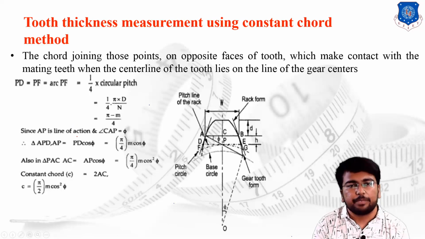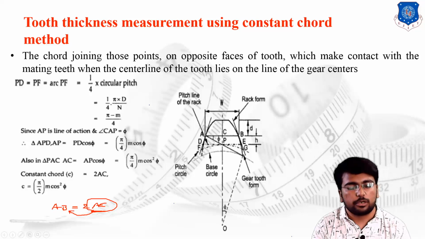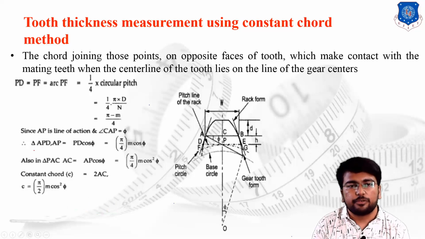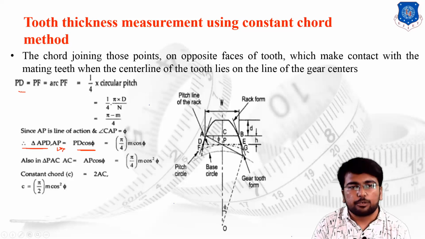The length AB can be written as twice AC. AB is equal to twice AC. If I can measure the value of AC, then I can replace the value and find the constant chord length AB. So from the figure, consider the triangle APD. Make AP the subject. AP is equal to PD cos phi. We know the value of PD: PD is equal to pi m by 4. So replace this as pi m by 4 cos phi.